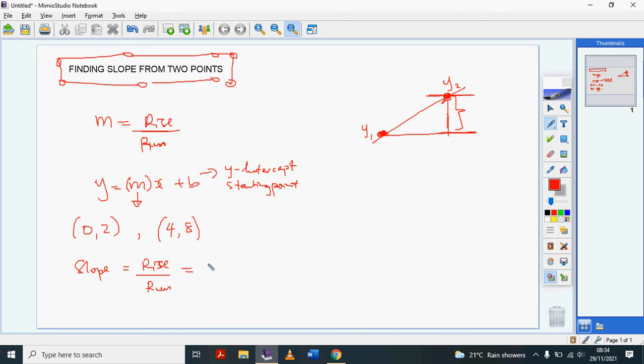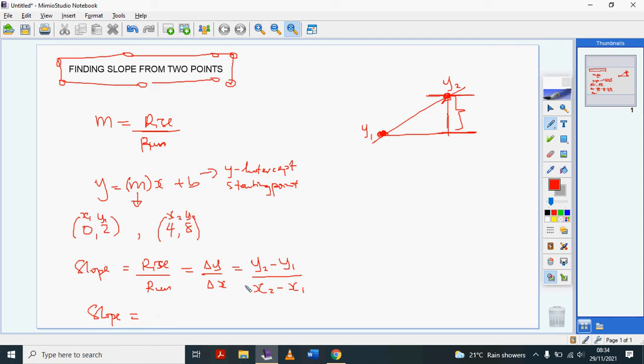So that rise is a change in y, and the run is a change in x values. And that rise is also given as the second y value minus the first y value, and the run is the second x value minus the first x value. So with that in mind, we can easily find the slope of this line. I'm going to label my points. I'll just go to the very first point and say, let this be the first x value, the first y value, the second x value, and the second y value.